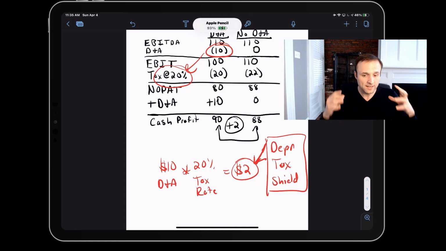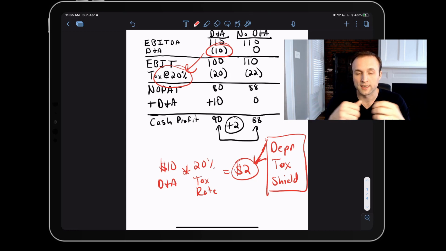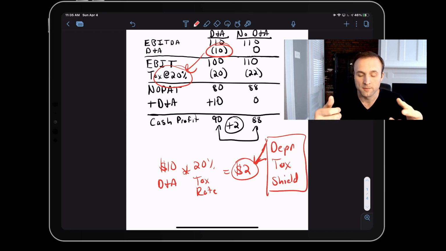And in an interview, you'll be asked the question, what is the Depreciation Tax Shield? The short answer is it's the amount by which depreciation and amortization, or any non-cash charge really, lowers our taxable income and creates a cash savings. So that's the answer to the question. Hopefully this provides some clarity around the concept.